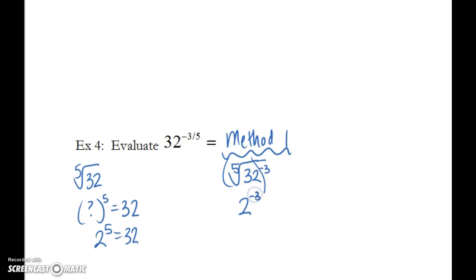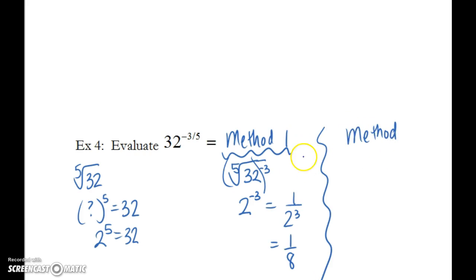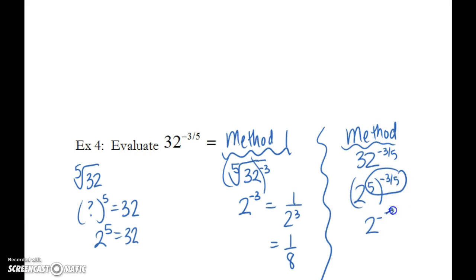And then we still have it raised to the -3 power on the outside. Going back to our properties of exponents, this becomes 1 over 2 to the 3rd, which becomes 1/8. Now another way to do this is to recognize right away that 32 is a power of 2. So if you take 32 to the negative 3/5 power, you can rewrite 32 as 2 to the 5th. Now the power to a power property says you can multiply these powers together. When you do, the 5's cancel out. You're left with 2 to the negative third, which, like the other method, gives us 1/8.